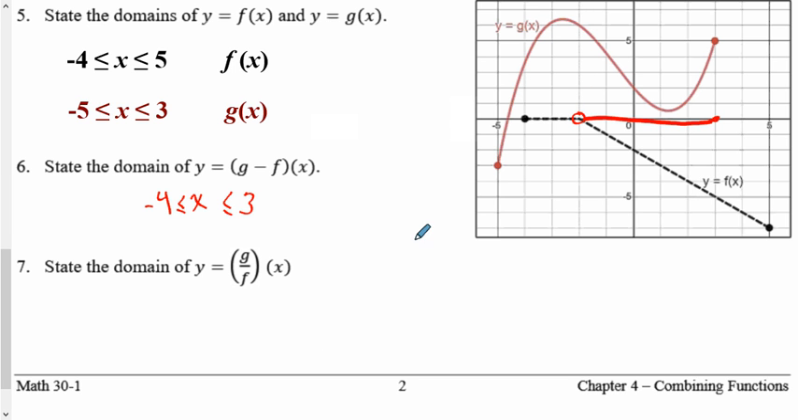So when it comes to writing my domain now, and my pen is responding slowly. There we go, it's finally connected. My smallest value is a -2, but I can't reach that value. So -2 is less than, not equal to, x, which is less than or equal to +3. So this would be my domain for the division of these two functions.